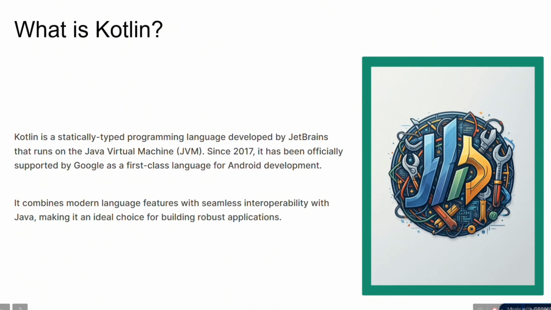And Google has officially chosen Kotlin as a top language for Android development, making it essential for Android programmers. And it also combines modern language features from many languages like Java, JavaScript, Python, etc. So let's move to the next slide.